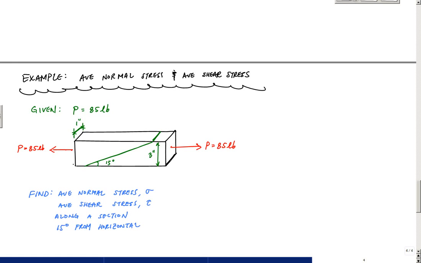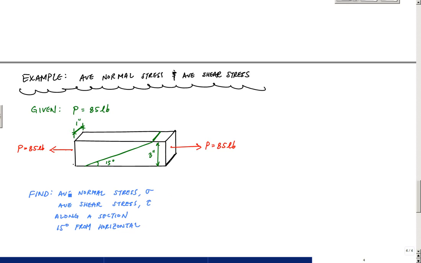All right, so in this video, we continue our mechanics of materials sequence, and we're doing an example problem for the average normal stress and average shear stress of an axially loaded bar. I've got here in this bar 85 pounds being applied through the center of the cross section, and the cross section has dimensions of 1 inch by 3 inches.